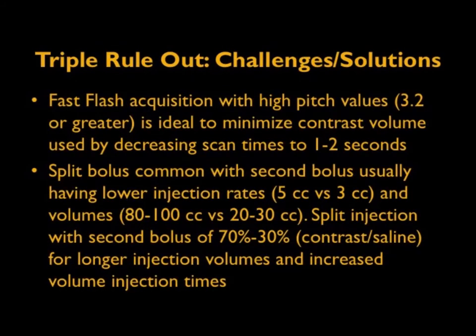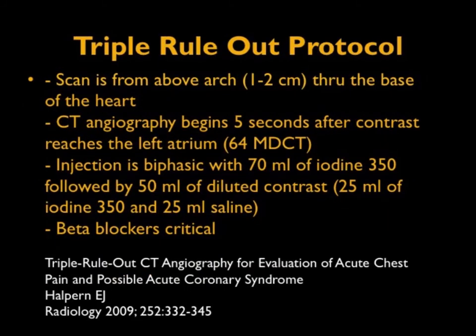We talk about flash acquisition, so it's a very fast acquisition with a high pitch to minimize contrast volumes by decreasing the scan times. People have also spoken about split bolus, with a second bolus having lower injection rates and volumes. Again, people talk about a second volume of contrast, with the contrast volume being diluted, let's say 70 to 30 contrast to saline for longer injection, but not to increase the contrast volume.